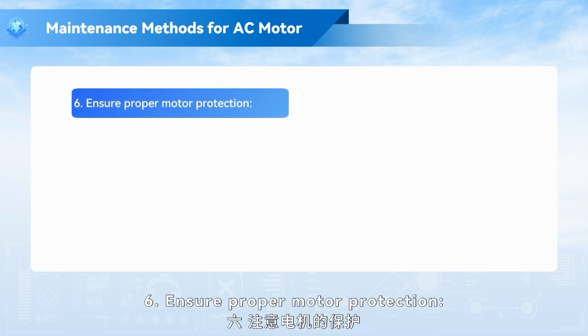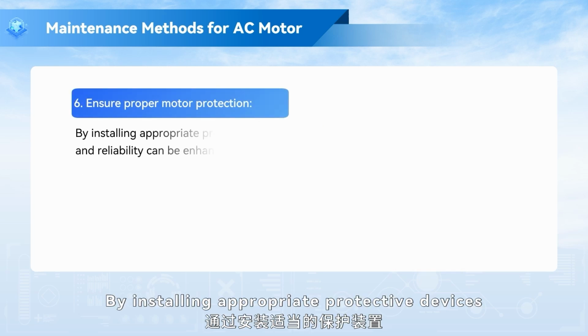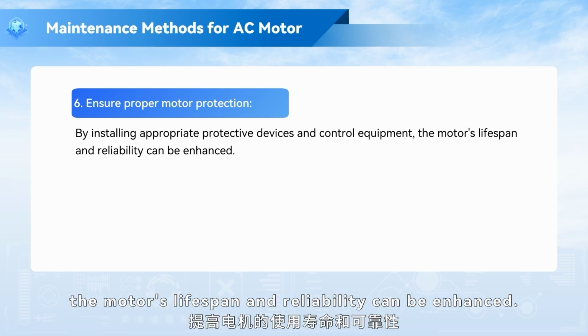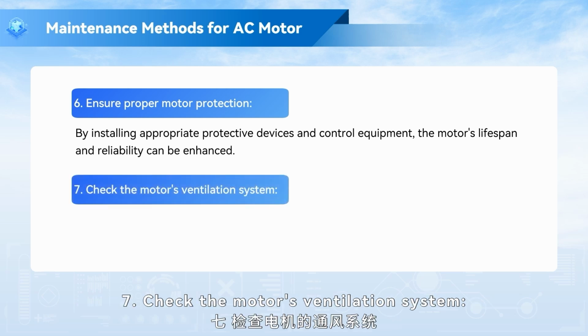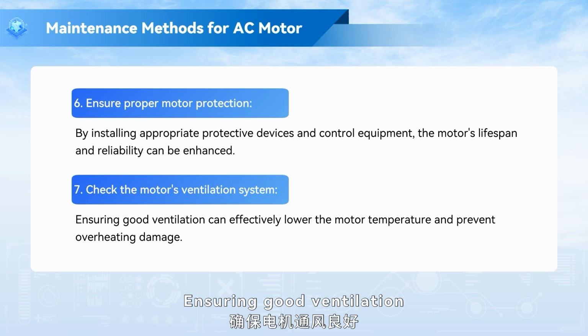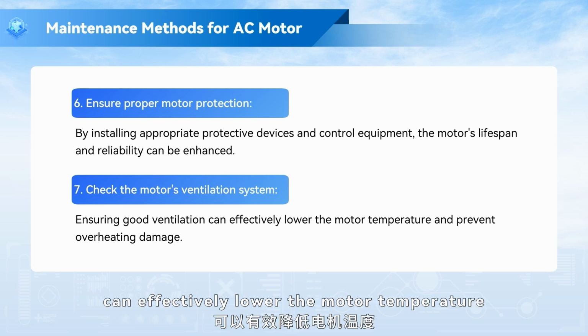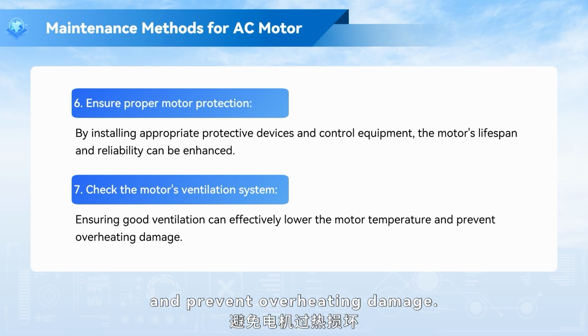6. Ensure proper motor protection. By installing appropriate protective devices and control equipment, the motor's lifespan and reliability can be enhanced. 7. Check the motor's ventilation system. Ensuring good ventilation can effectively lower the motor temperature and prevent overheating damage.